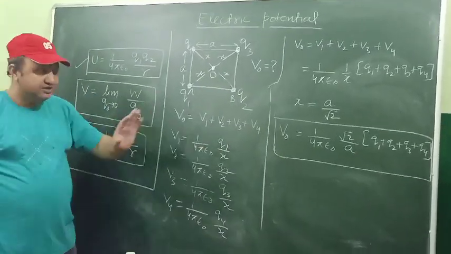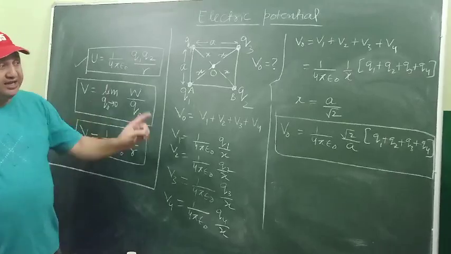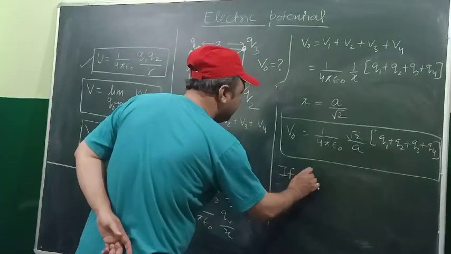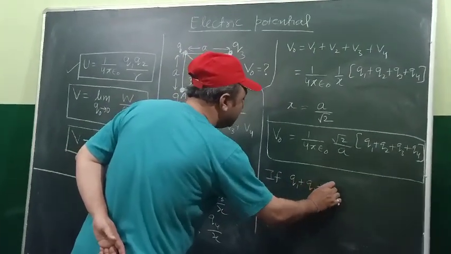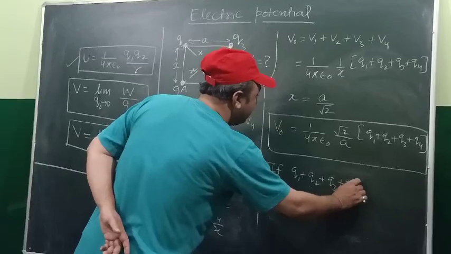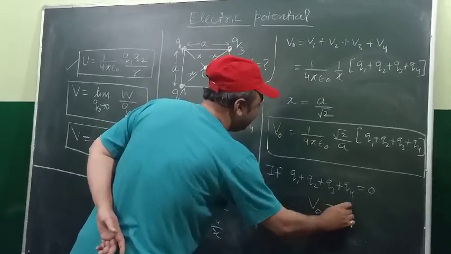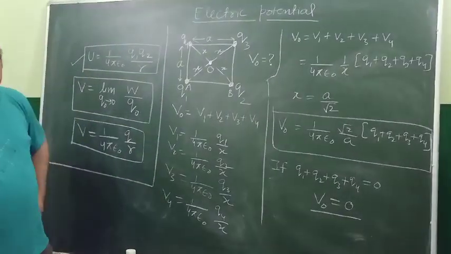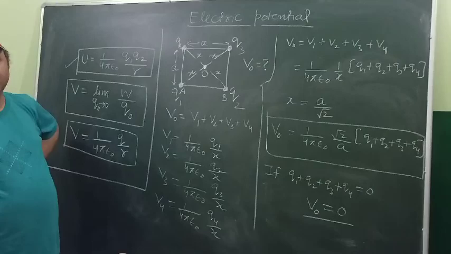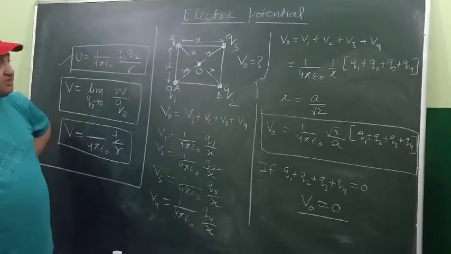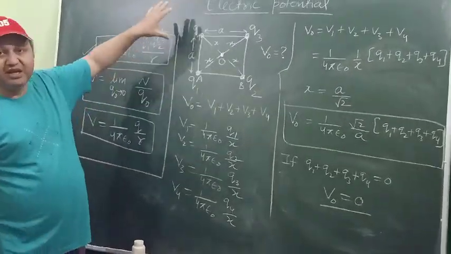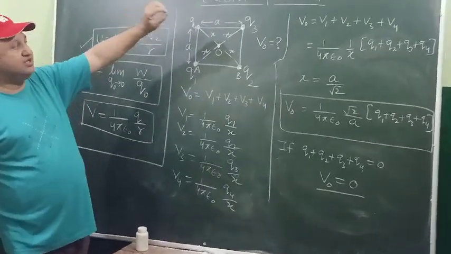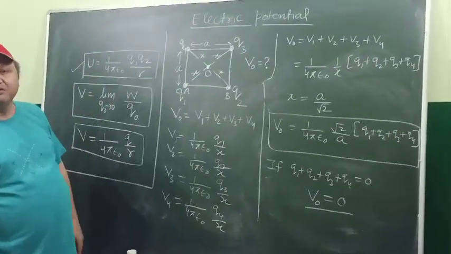Now, this gives us a very interesting idea: in case the sum of these 4 charges is 0, if Q1 plus Q2 plus Q3 plus Q4 equals 0, that means V0 will be equal to 0. So that is a very simple analogy which is quite helpful to solve multiple choice questions or short answer questions, where you can be given a system in which the system is symmetrical, the sum of charges is 0, then the potential at the geometrical center will be 0.